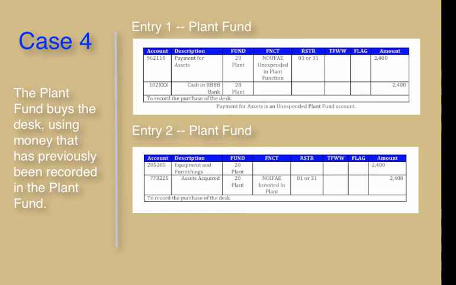Assets acquired, the account used for this side of the entry, is only used in the invested in plant side of the plant fund. It is used to balance out the purchase of an asset in the invested in portion of the plant fund. So the first entry here was made to the unexpended portion of the plant fund, and then the second entry was made to the invested in portion of the plant fund.